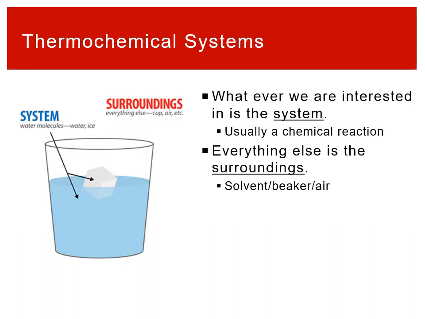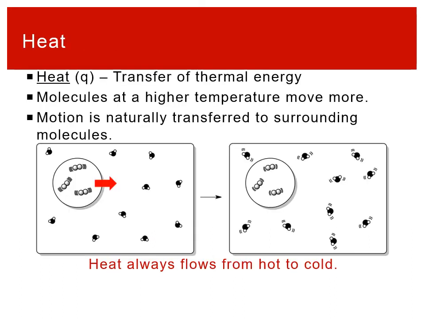So you'd have, say, a chemical reaction in a solution. The solvent and the beaker and the air are the surroundings. There, we're going to be looking at the flow of energy between those things. If a chemical reaction gives off energy, it goes into the liquid, it goes into the beaker, it goes into the air, and warms up that stuff. And that sort of transfer of energy as heat is the thermal energy transfer.